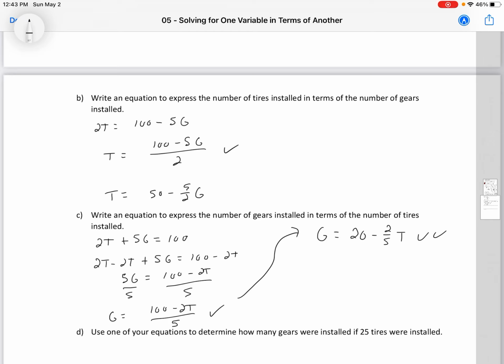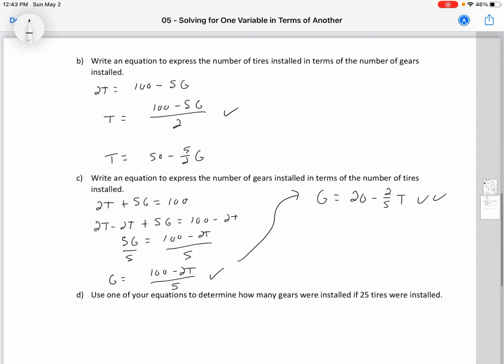So I'll just put a double check mark beside that. If this is all going well for you and you understand these steps pretty well, maybe go that extra step and save yourself some learning next chapter.